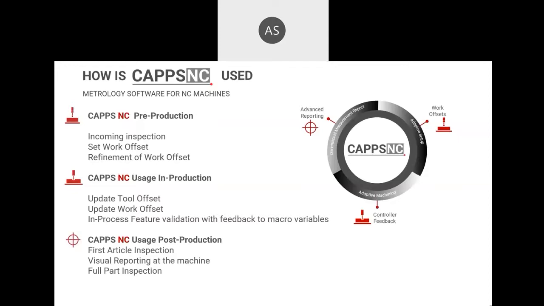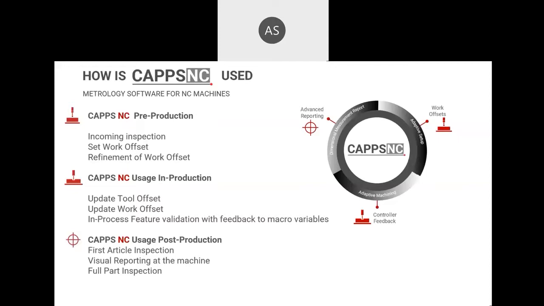And then also another way it can be used post-production is visual reporting at the machine. So we can set the system up in such a way that the operator just looks at a screen. Green is good, red and or blue is bad, and they make that determination. So they're really not even looking at numbers. They're just saying, okay, yeah, this part's good or bad. So you can think of it like a go, no go type of environment.